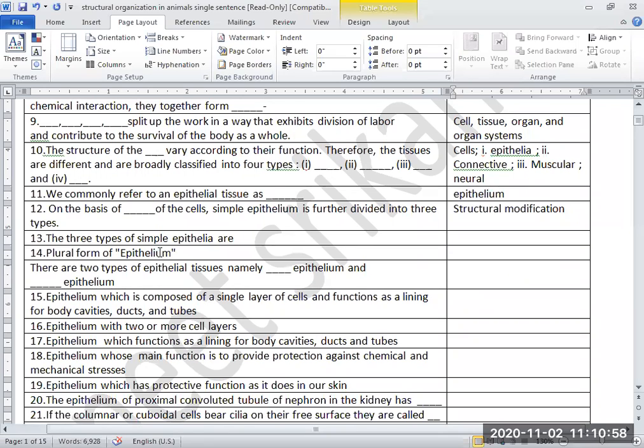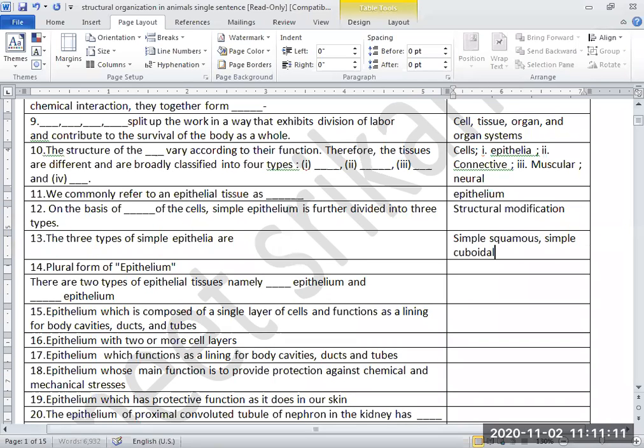Okay. Next, the 3 types of simple epithelia are cuboidal, columnar, squamous: simple squamous, simple cuboidal, and simple columnar. The 3 types of epithelial tissues are simple squamous, simple cuboidal, and simple columnar. Okay, plural form of epithelium. Epithelia. We say it as epithelia, plural form of epithelium.